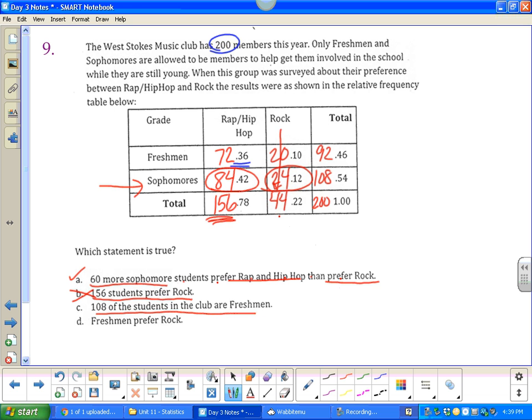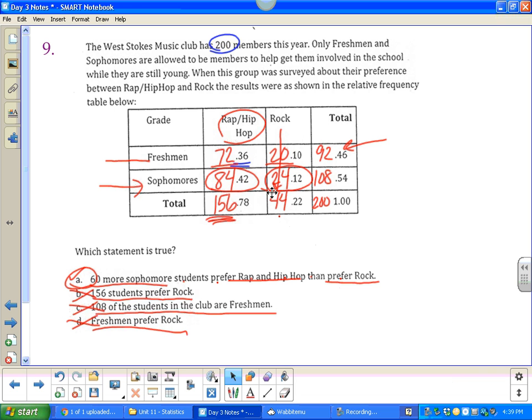108 students in the club are freshmen. So for freshmen, I have to go way down here to the total. That's 92. That's not right. 108 are freshmen. Freshmen like rock, so let's look at freshmen: 72 and 20. No, they like rap and hip hop, so that's not true either. So it's got to be A. So just turn your percents into actual numbers by using the 200 to be able to answer these questions super easy.